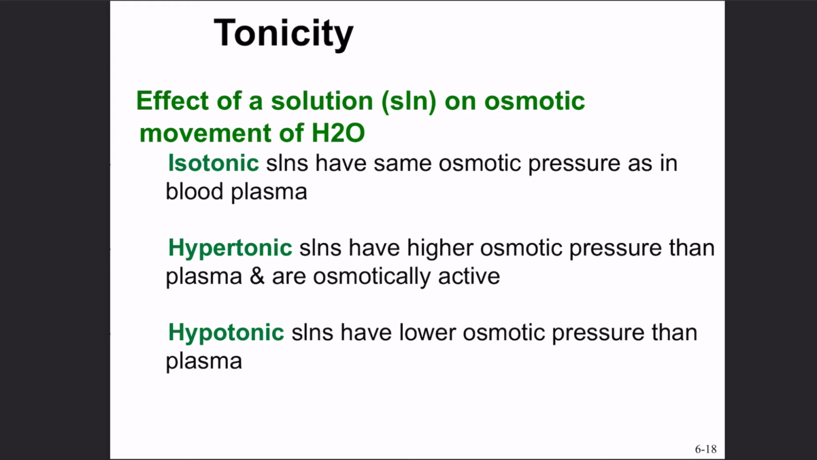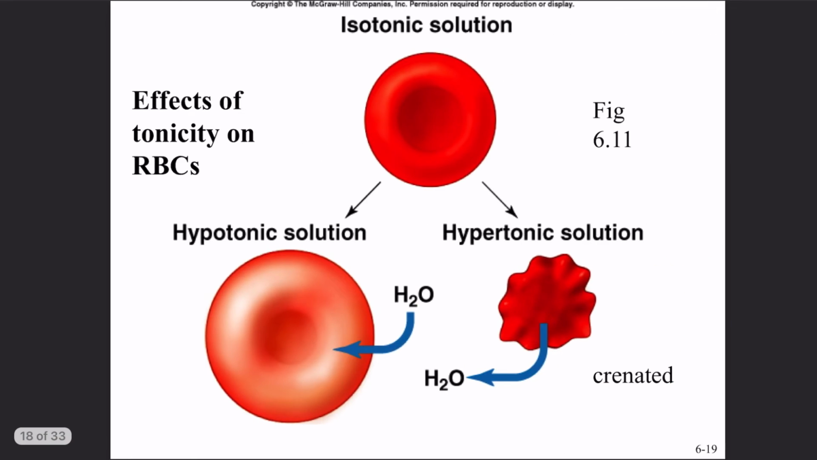Tonicity relates to osmosis, but it has to do with the effect that the solution has on the cell. So isotonic solutions have the same osmotic pressure. I'll show you an example. Hypertonic solutions have higher osmotic pressure. Hypotonic solutions have lower osmotic pressure. And let's see a clinical example. On red blood cells, an isotonic solution has the same osmotic pressure.